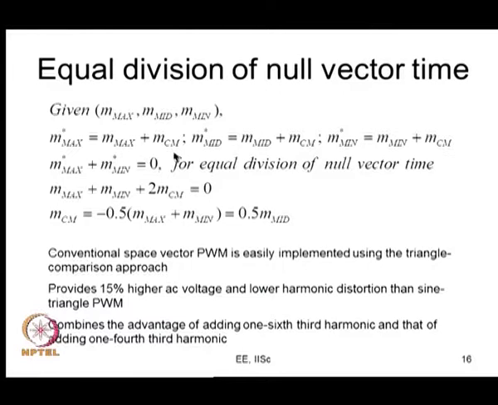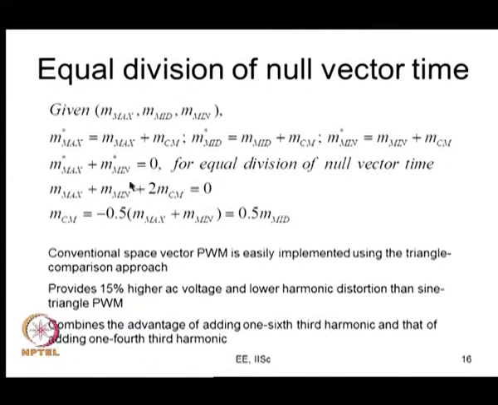So, you add M max, M mid and M min. You get M max star, M mid star, M min star, which are the modulating signals you are going to use. Now, if you want your null vector time to be equally divided, then you need this condition: M max star and M min star should be equal in amplitude, but opposite in sign.